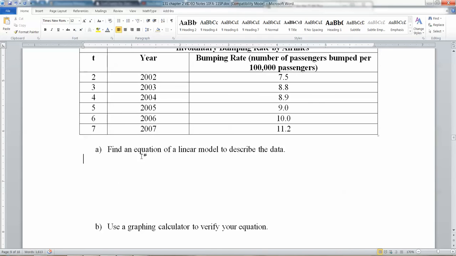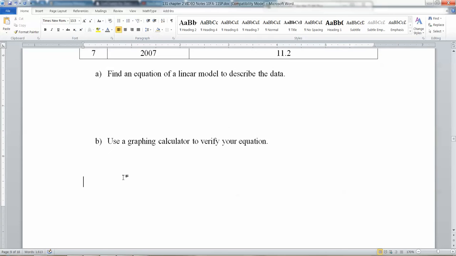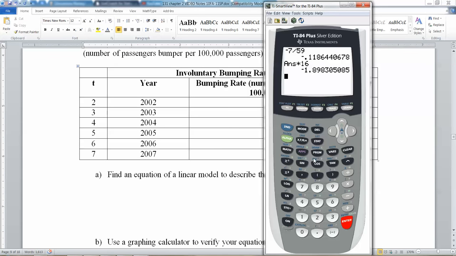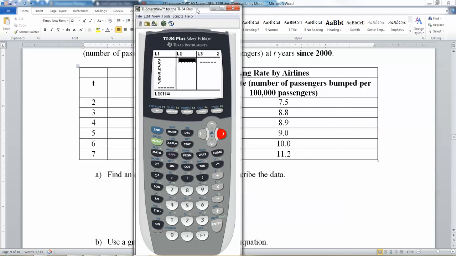We're supposed to find a linear model and verify that it works. Okay, we can do that. So we're going to go to our calculator, stat, edit, go up, clear, enter. So I go up, I'll show you again, up, so L1 is dark, press clear, enter, and it clears out the old columns. And then I'm going to type 2, 3, 4, 5, 6, 7. Then I'm going to go over here to the right, and I don't need year, I need 7.5, 8.8, 8.9, 9.0, 10.0, 11.2.